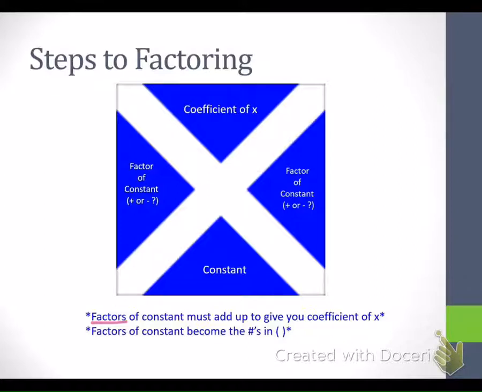Factors are the numbers in a multiplication problem. So we have to find two numbers that when we multiply them, we get the constant, but when we add them, we get the coefficient.